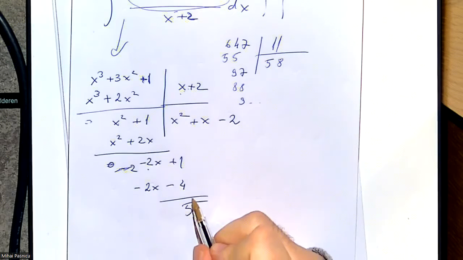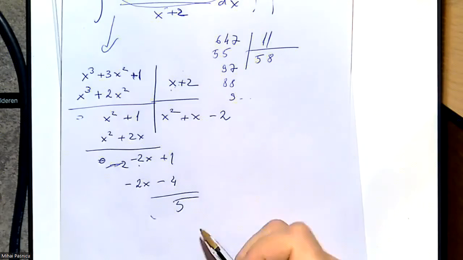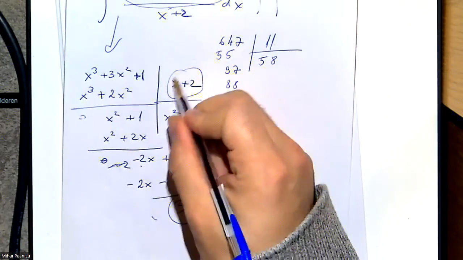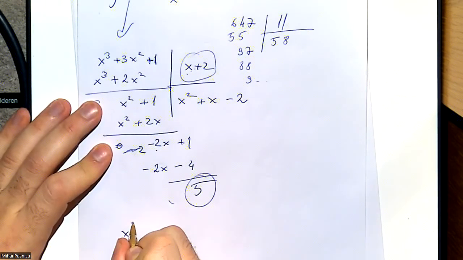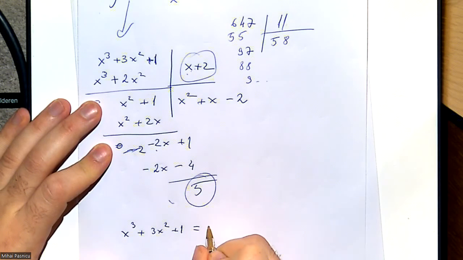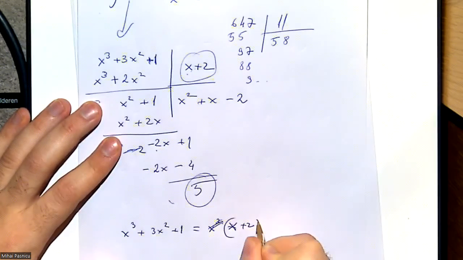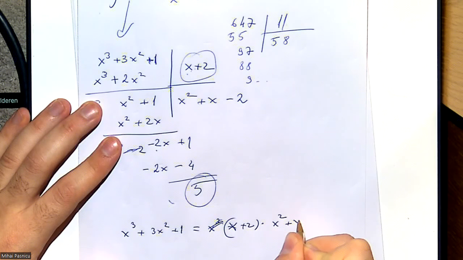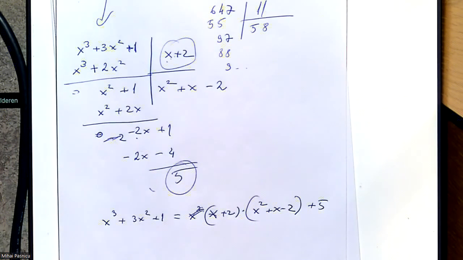When the power of x here is smaller than this, you stop, similar to how you stop when 9 is smaller than 11. This is polynomial division. Why is it called polynomial division? Because I can just write my x to the third plus 3x squared plus 1 is just equal to x plus 2 times x squared plus x minus 2, plus 5.